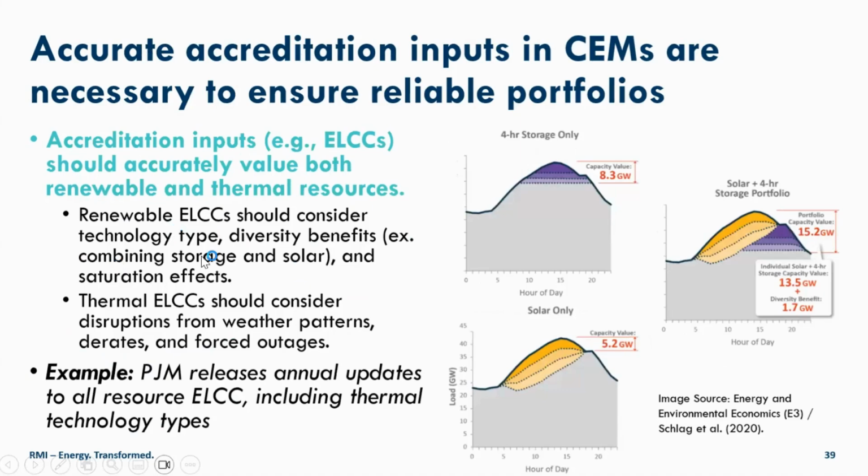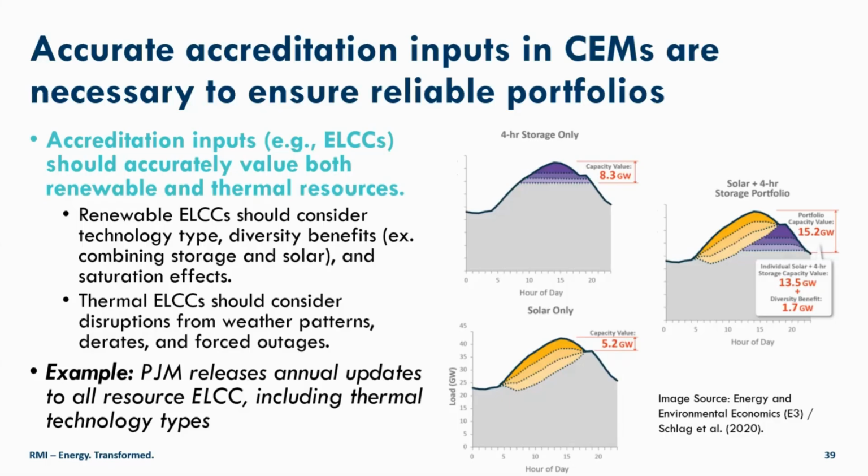The final practice I want to talk about has to do with reliability and ensuring accurate accreditation in capacity expansion models. Accurate accreditation, such as ELCC or effective load carrying capability, should accurately value both renewable and thermal resources. They should capture the different reliability contributions of different technologies, diversity benefits such as pairing storage with solar, which together has a greater reliability than the individual technologies, and saturation effects, where a greater penetration of one resource reduces the marginal additions to reliability of the next.